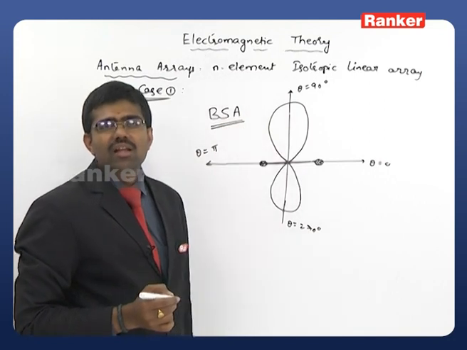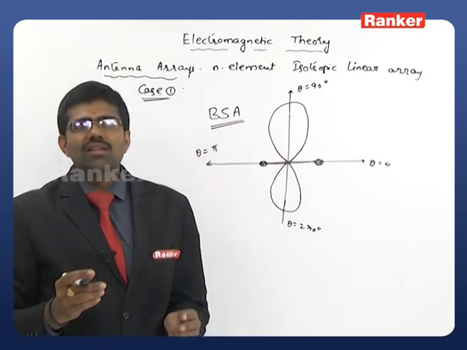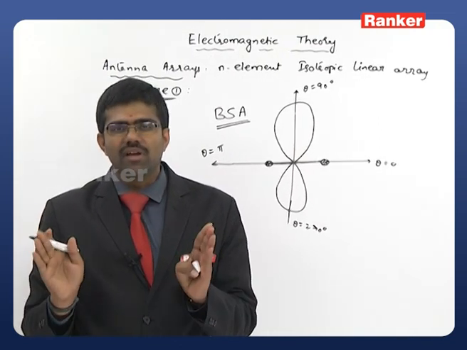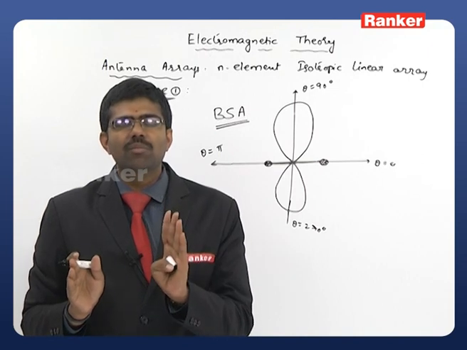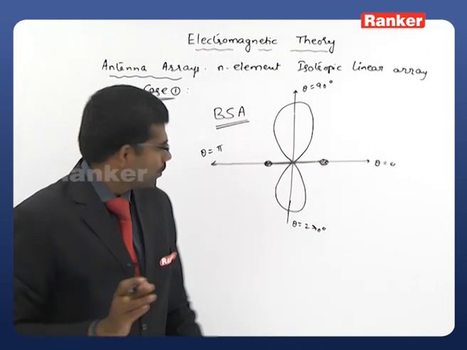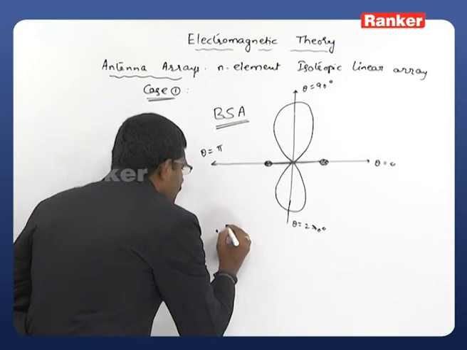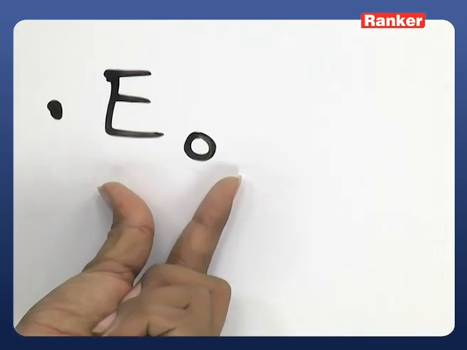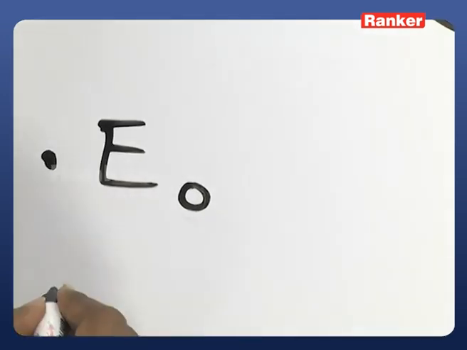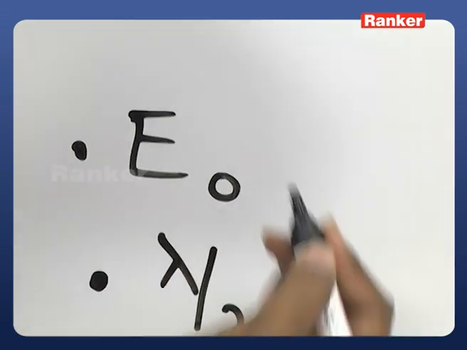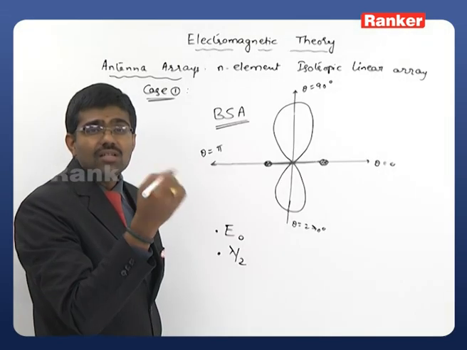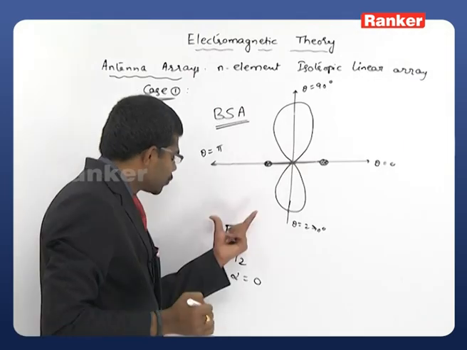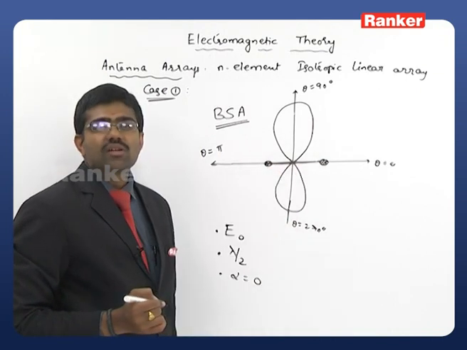To obtain this broadside array, what we did initially is consider the same amplitude for the elements and 0 phase difference between the elements. These are the conditions you are supposed to remember for generation of a broadside array. Once again I will write here E naught, which I am substituting for these two elements, the same amplitude you are supposed to apply. And what is the distance between them? The distance between the elements is lambda by 2. And what is the initial phase difference? The initial phase difference I am applying is just 0. So with these conditions you can generate a broadside array.